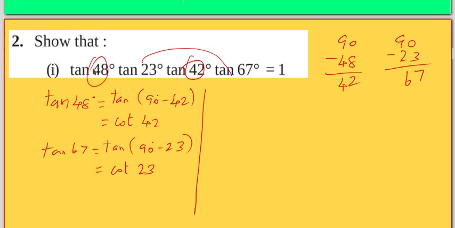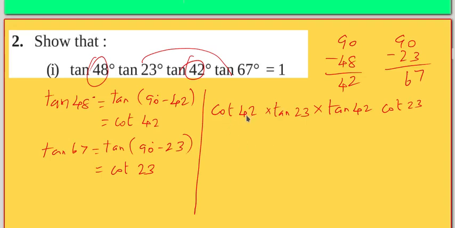In place of tan 48, we write cot 42. Tan 23 we did not find a value for, so let me write it as it is, and tan 42 also let it be as it is. Next, tan 67 we have as cot 23, so in place of tan 67 we write cot 23. Now let me find out the value.